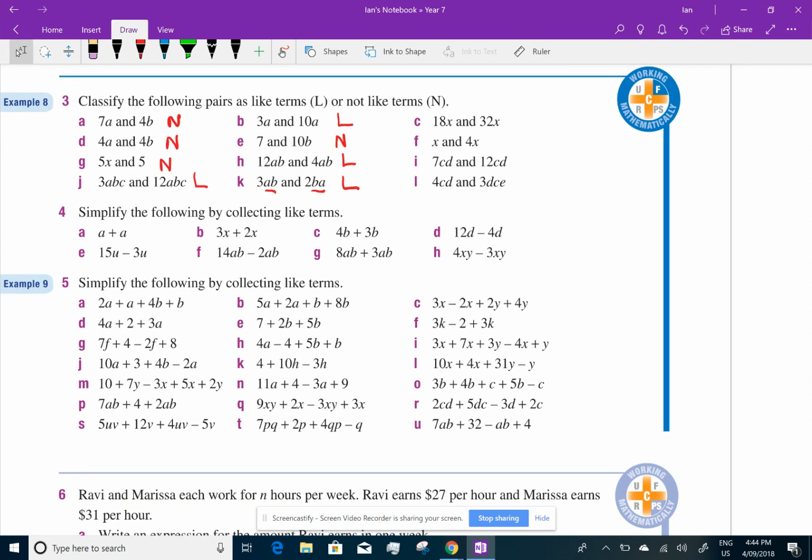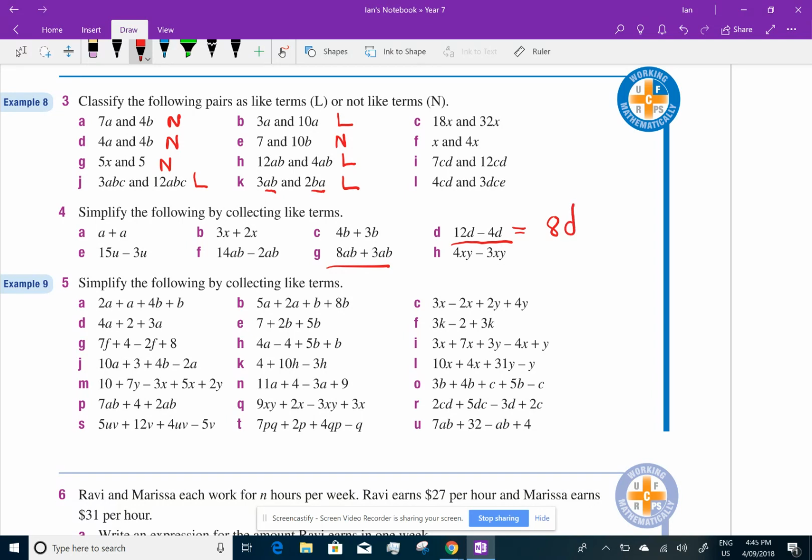Righto. You do have to do question 4, and these are pretty easy. I want to do a subtraction and an addition. So D and G. Okay. 12D minus 4D. Well, I've got 12 Ds, and I take away 4 Ds. That leaves me with 8 Ds.